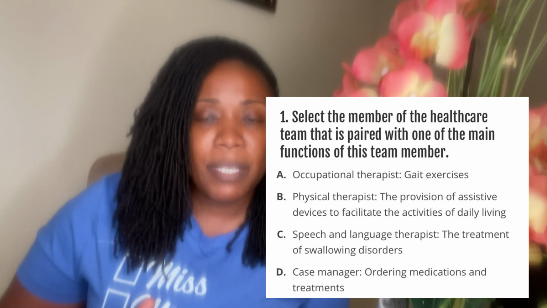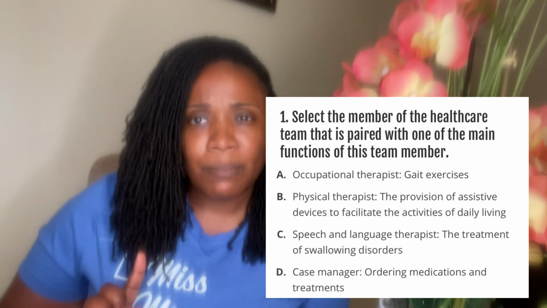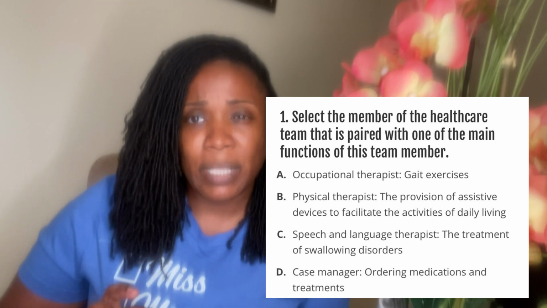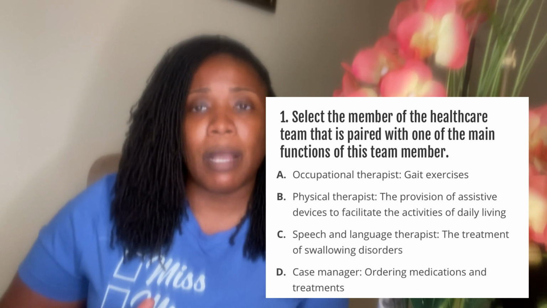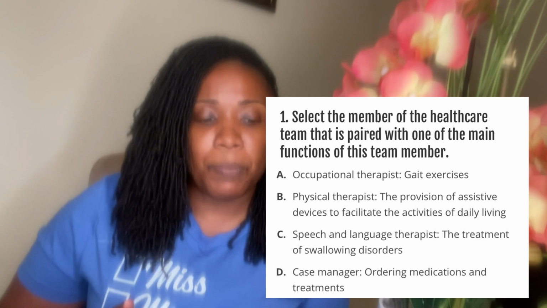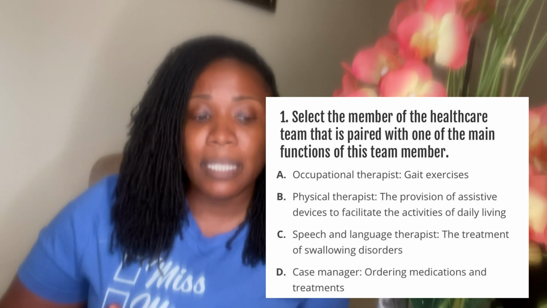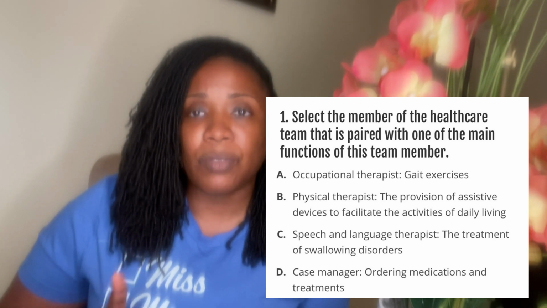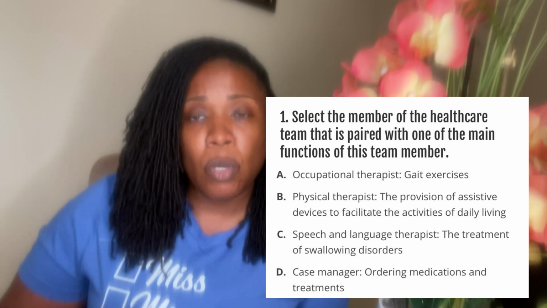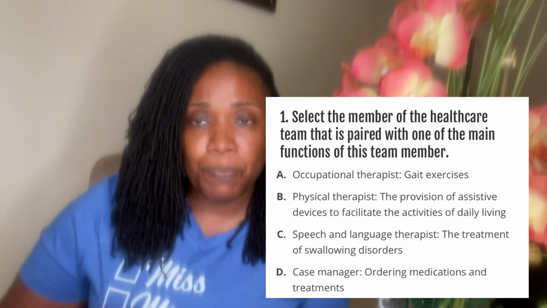The next one says speech and language therapist, treatment of swallowing disorders. I like that because speech, you talk with your mouth and you swallow with your mouth. So they seem like they work, but I do want to see the other options to continue with my process of elimination. B says physical therapist, the provision of assisted devices to facilitate the activities of daily living. And A says occupational therapist, gait exercises. Now, this could be a little tricky because if you don't know what the job of a physical therapist is or an occupational therapist, you may get tripped up.